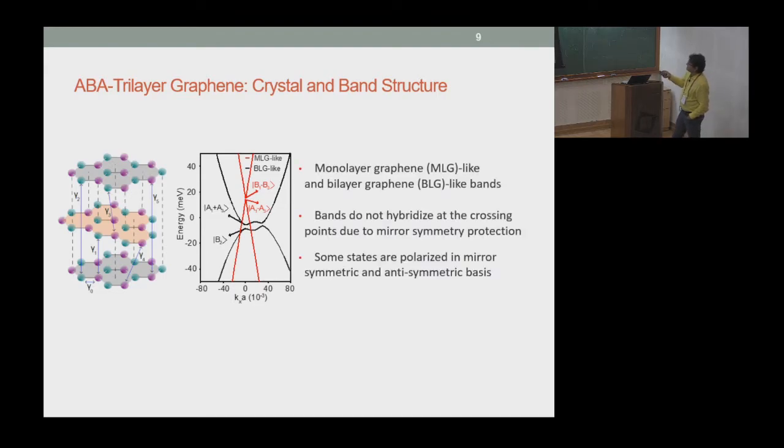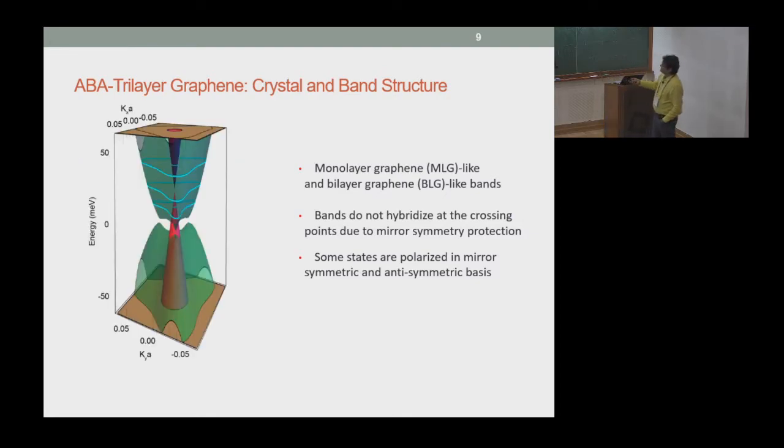This is sort of the key properties. You call this green band the Dirac band, which is a monolayer-like Hamiltonian. And the black one is a cross-section of the full band. And in 3D, it looks like this. You have a bilayer-like green band with trigonal warping, and you have a Dirac band, which has a gap of about 1 MeV.